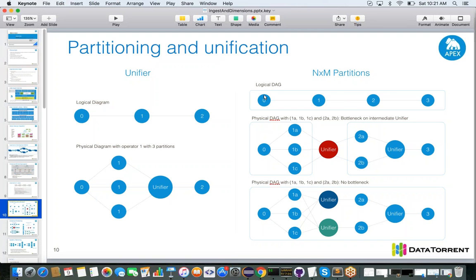Here's an example of a logical DAG. So you have operators 0 through 3, and then operator 1 has three partitions, operator 2 has two partitions, and operator 3 has one partition. The platform inserts unifiers to combine data from three upstream partitions of operator 1 so that two downstream partitions of operator 2 can consume them, and then there's another unifier that goes from 2 to 3. Here we have shown that unifier 2 could become a bottleneck, so the platform can split the unifiers so that only a subset of data from 1A, 1B, 1C goes through one unifier, and the other subset goes to the other unifier. To control this, there is a notion of stream codec, which tells the downstream operator what part of data from the upstream it has to consume based on a mask. So this basically avoids a unifier bottleneck.